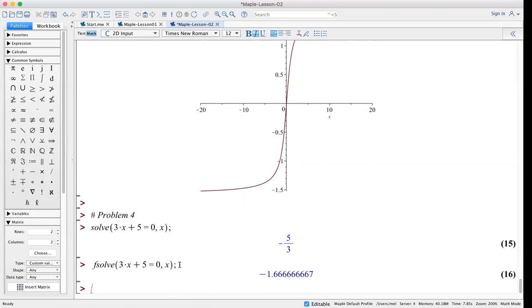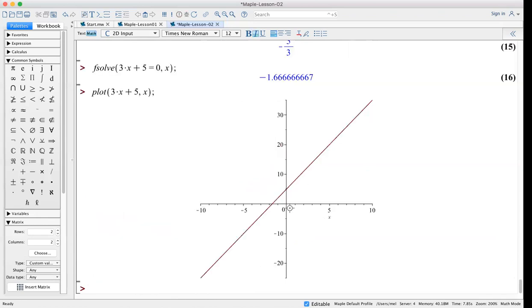How do we know there's one solution? Because if I plot 3x plus 5, the graph crosses the x-axis at just one place. That's the root of the equation. That's the solution.